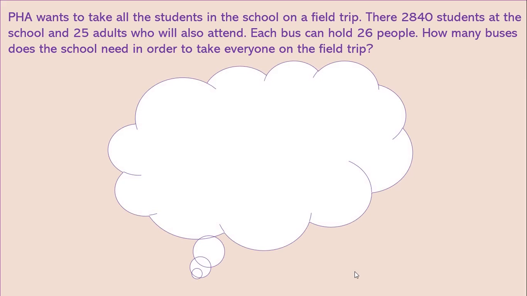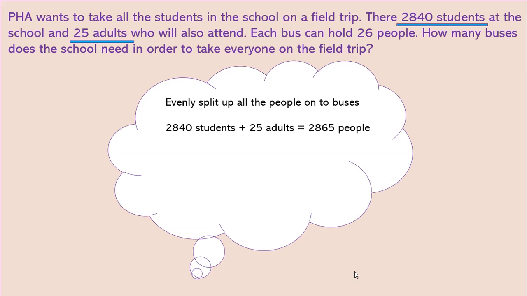All right, so let's think. Here, we're evenly splitting up the people onto the buses, so we know that we're going to be dividing. But we can see that there's 2,840 students and 25 adults. So we need to add these amounts of people together to figure out the total number of people that are going on this field trip. 2,840 plus the 25 adults equals 2,865.